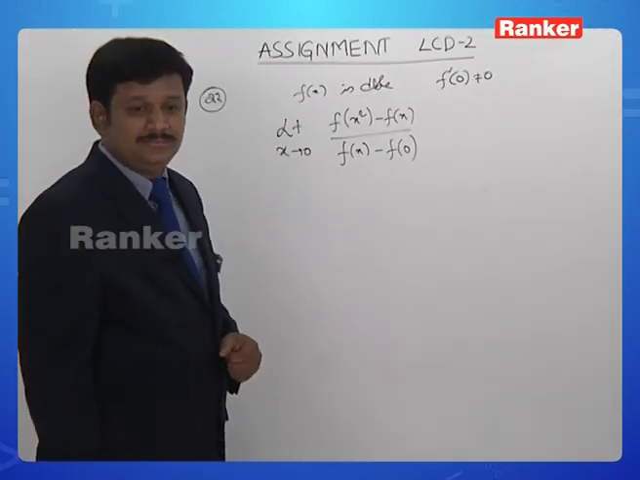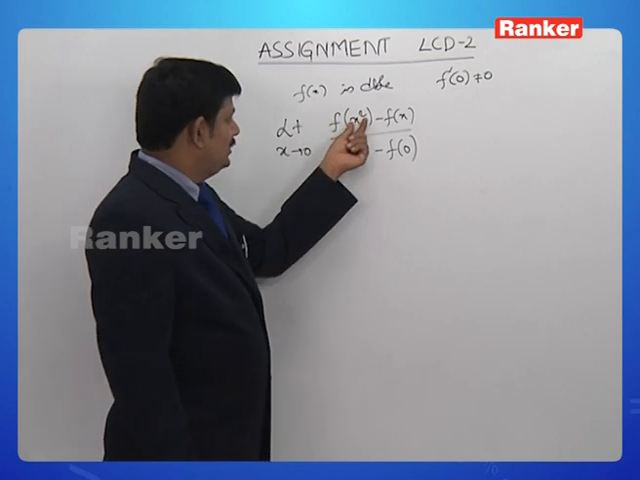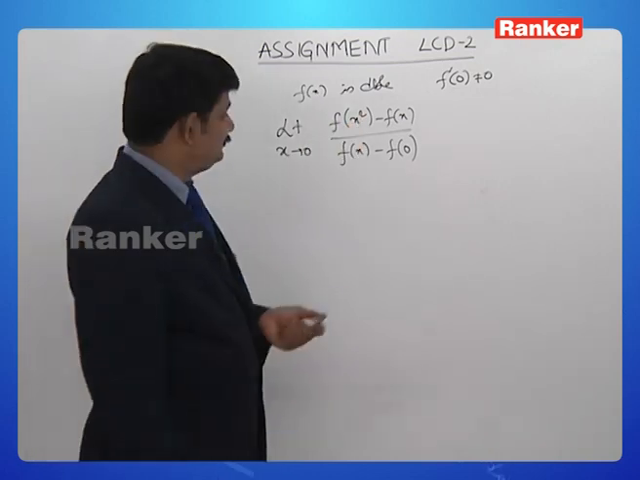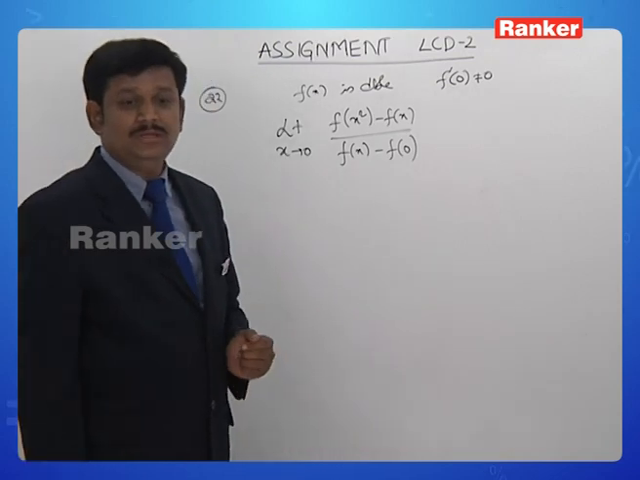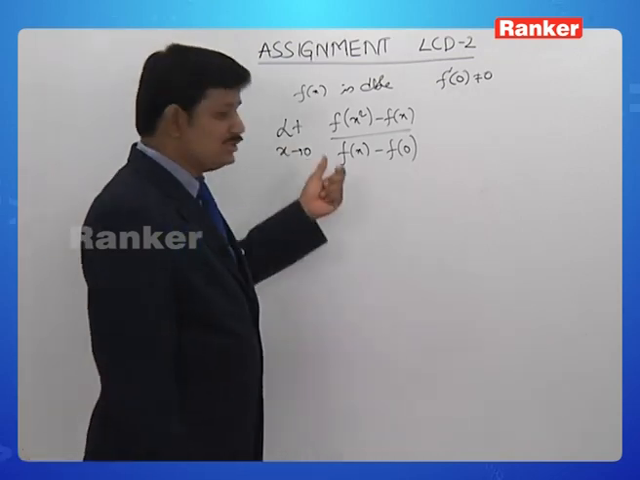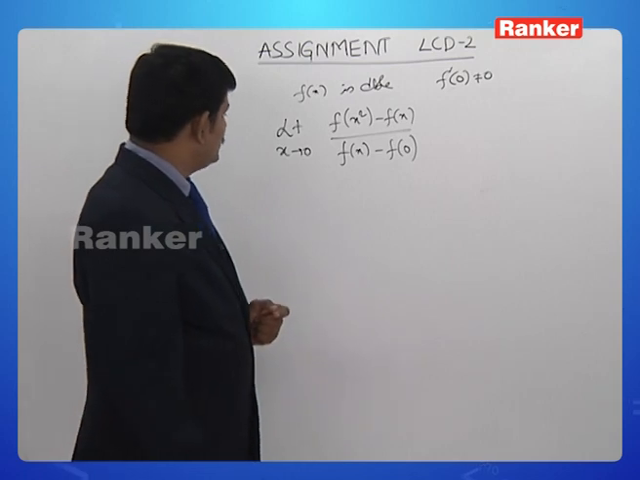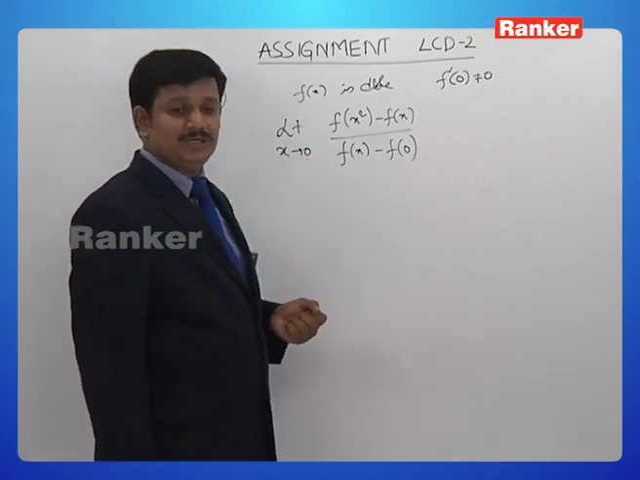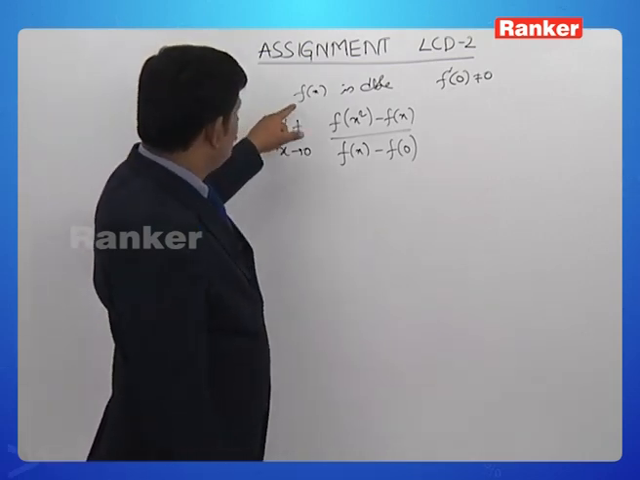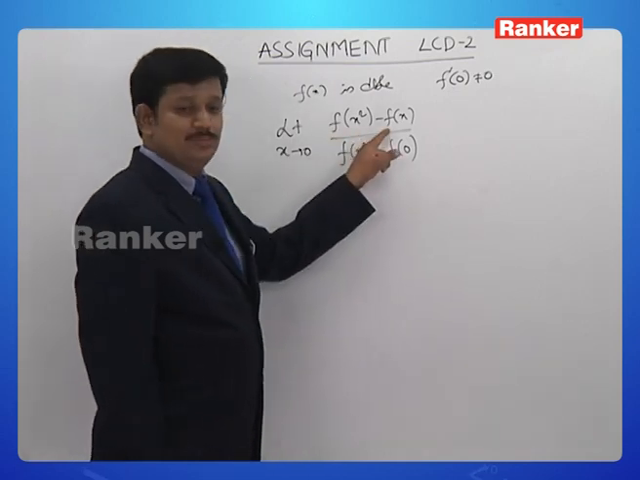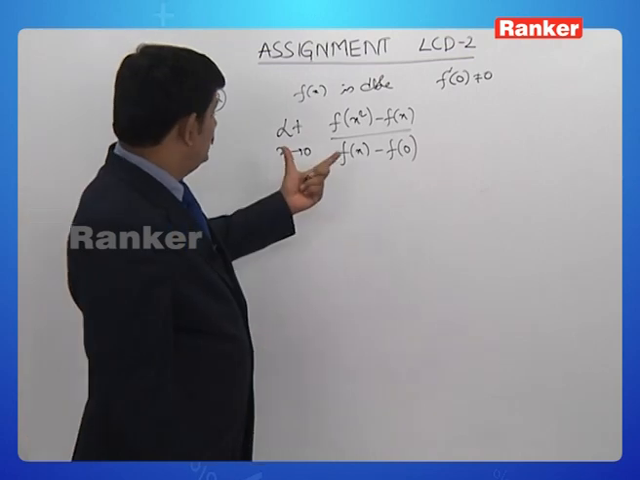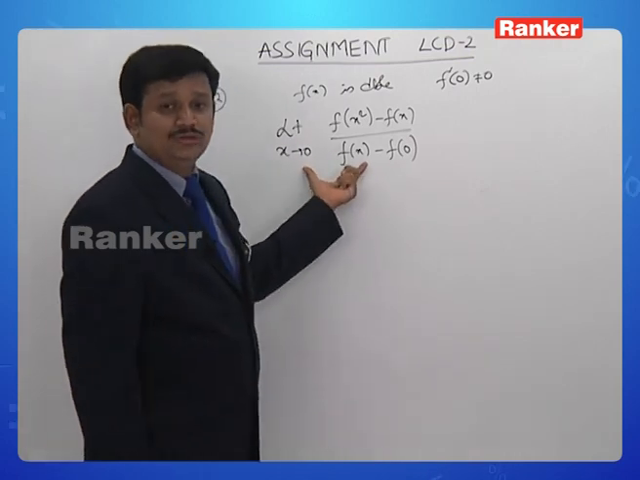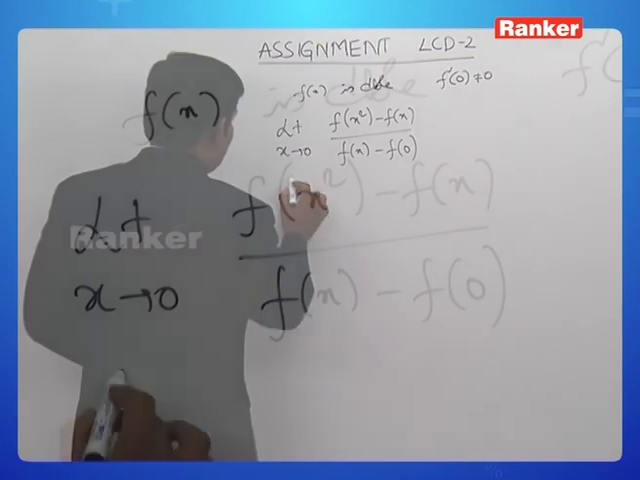Now let us see, as x tends to 0, f of x square is f of 0, f of 0, f of 0, f of 0. This is 0 by 0 form. So in this, we can apply L'Hospital rule. f of x is given to be differentiable and numerator is tending to 0, denominator is tending to 0. So this is a direct question on L'Hospital rule.